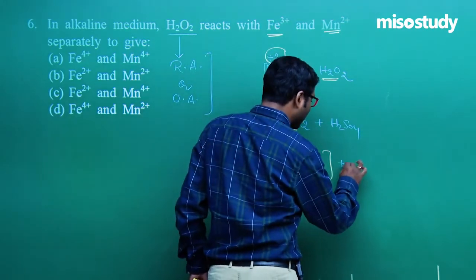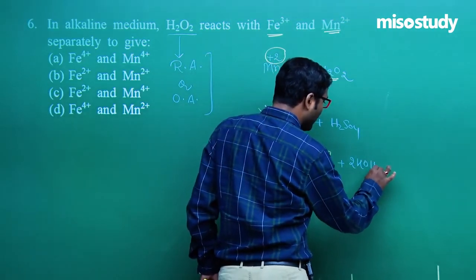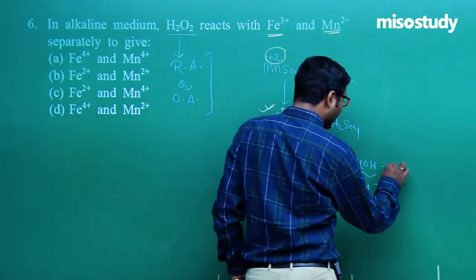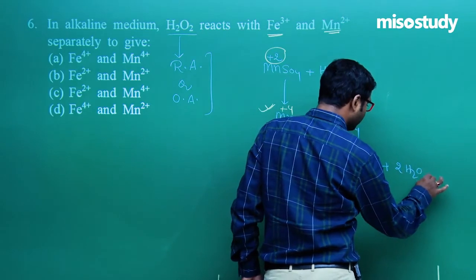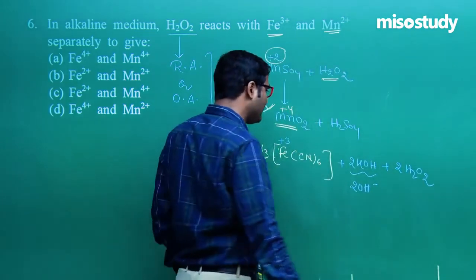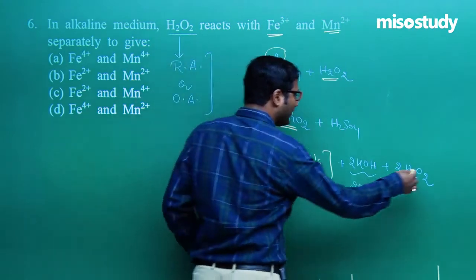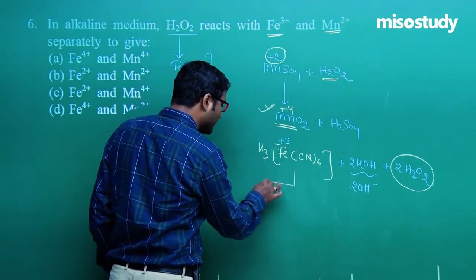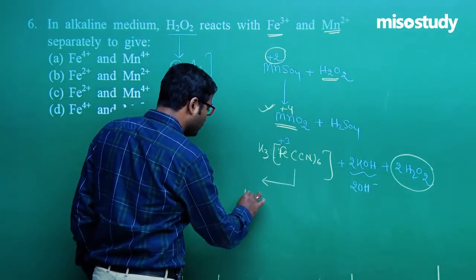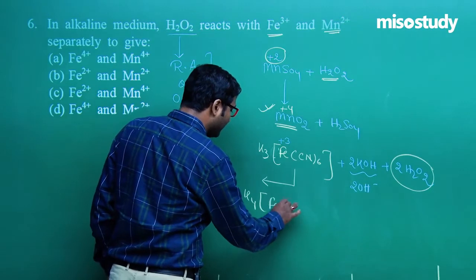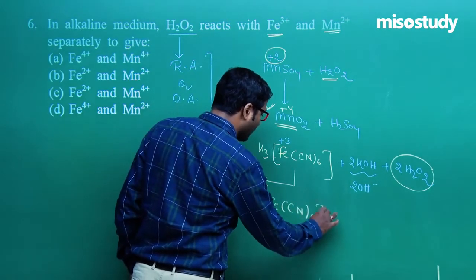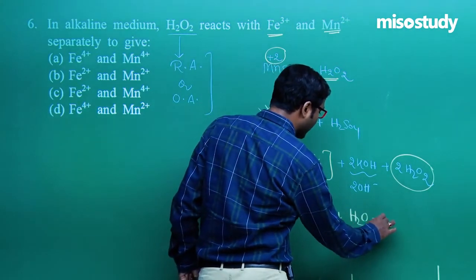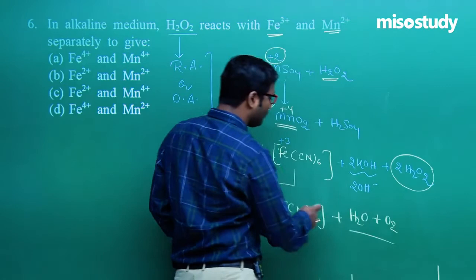The medium is alkaline, so we put here KOH, or we can write 2OH minus and plus H2O2. Clear to you? Now in this case, what will happen on treatment with H2O2, as I have discussed in my theory, the 3+ oxidation state will be converted to K4[Fe(CN)6], and the H2O2 will be converted to H2O plus O2.